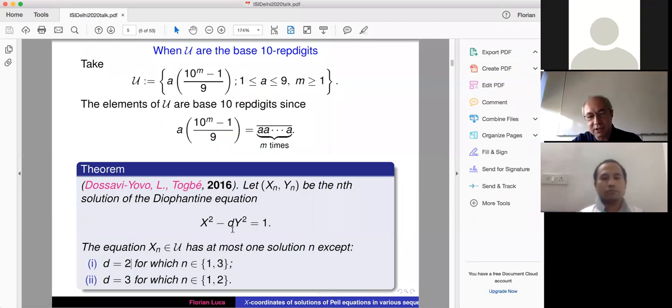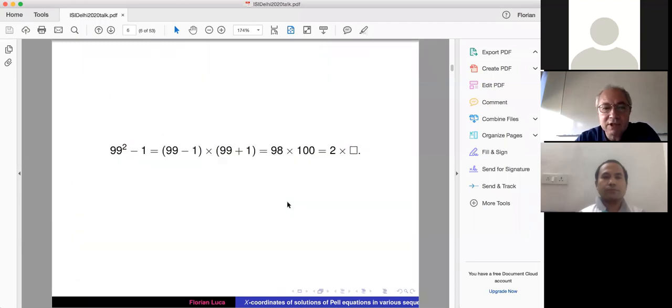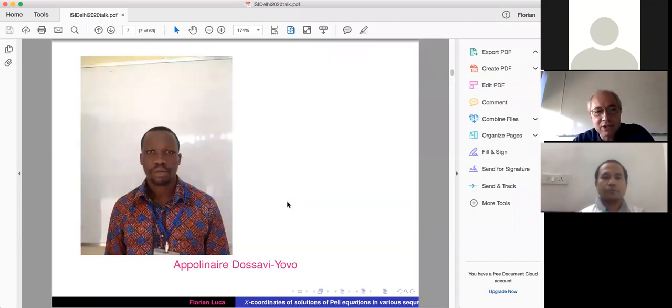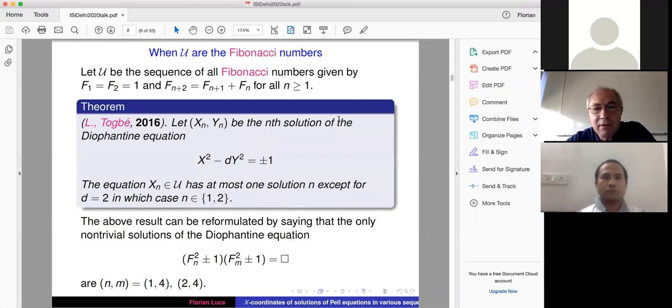What I showed you on the previous slide with 99 is the third solution corresponding to d equal to 2. It also has the first solution because d equal to 2 is small. So the smallest solution is 3 squared minus 2 times 2 squared equals 1. And 3, of course, has only one digit. Therefore, it qualifies as being a repdigit. There is no second digit different from it to contradict it. So this was our first result on the topic, and here's a picture of Apollinaire. I'll show you a lot of pictures of my co-authors. I'll also show you a picture of Alain later.